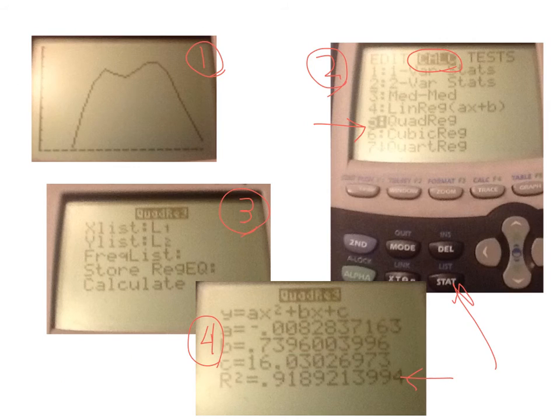So I hit the button graph, and this right here is what was plotted. Pretty cool. Okay, I'm going to go back a few slides. Hold on. We can actually use the statistics buttons on our calculator to come up with an equation, and I'm going to show you how to do that really quick.